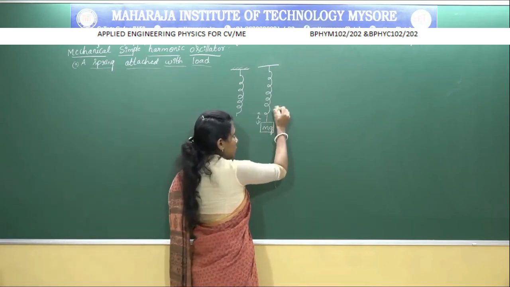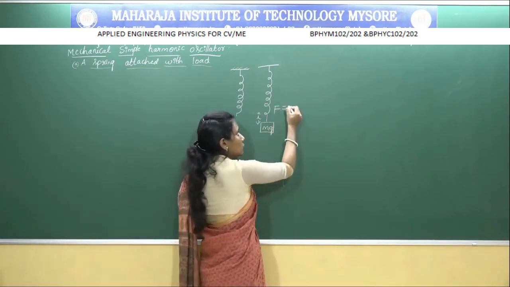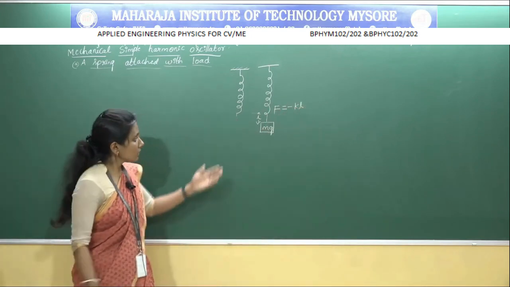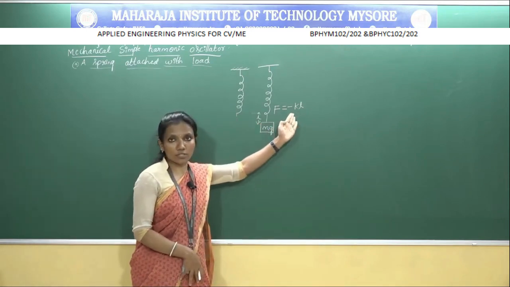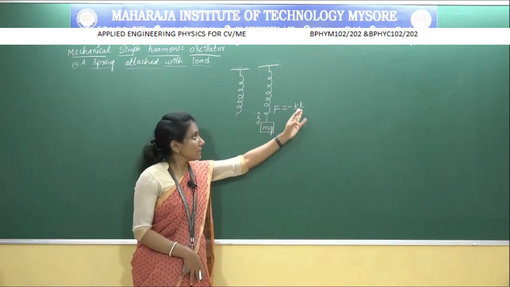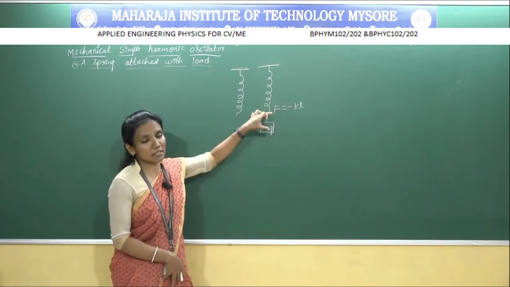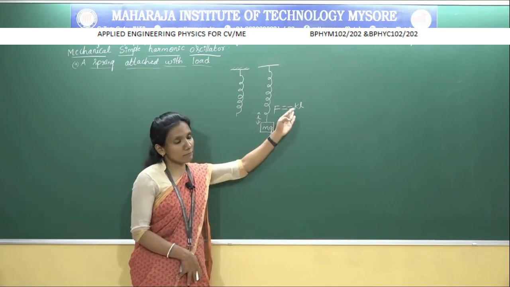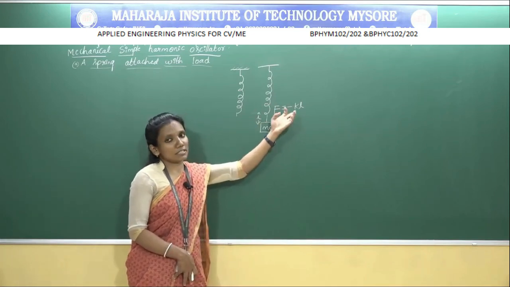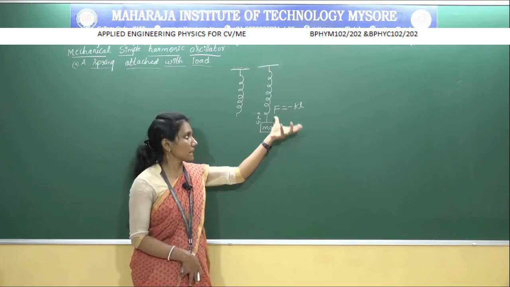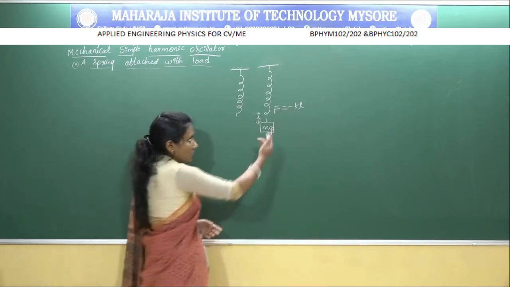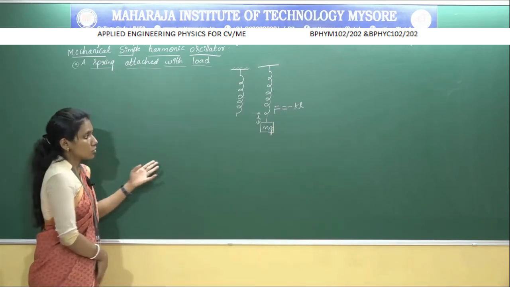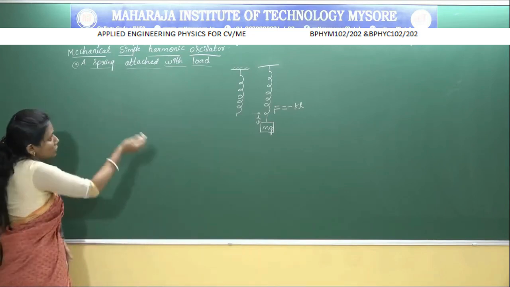Then what is the restoring force acting on this spring? That is F is equal to minus KL, where K is the spring constant and L is the displacement of the spring. The spring constant K is the force per unit displacement, which shows the stiffness of the spring. When the spring attains the equilibrium position, what will happen?